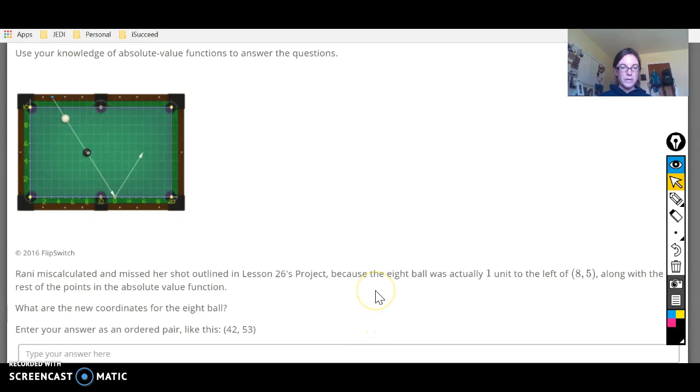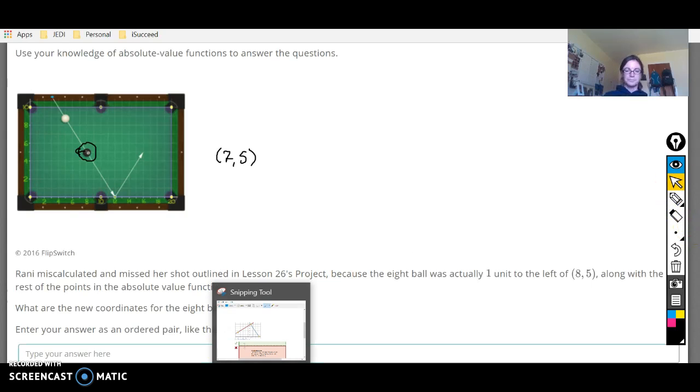So what would the new coordinates be for this 8 ball? She's not shifting anything vertically, she's just shifting horizontally. So if we're here at (8, 5), our vertical coordinate will stay the same, but 1 unit to the left is going to put us at (7, 5), okay? So that's a pretty easy one. Let's just type that in here.